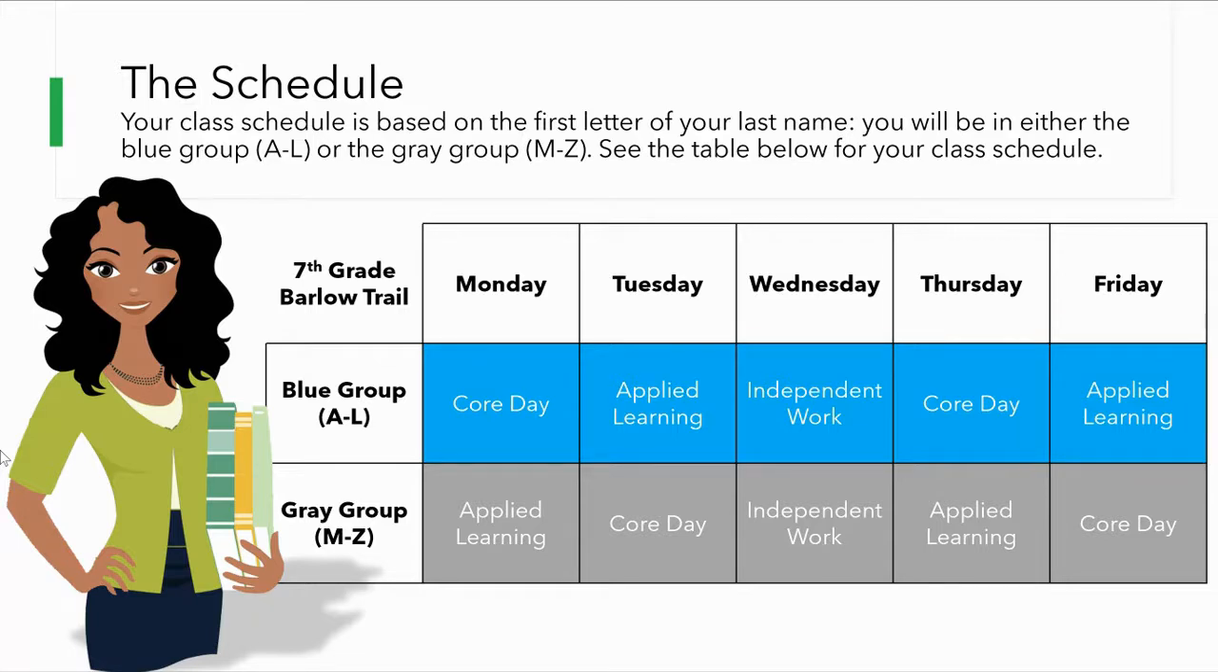If you're in the gray group, you're going to have the opposite schedule. You will have an applied learning day on Monday. Tuesday will be a core day. Wednesday is still independent work. Thursday is applied learning, and Friday is a core day.